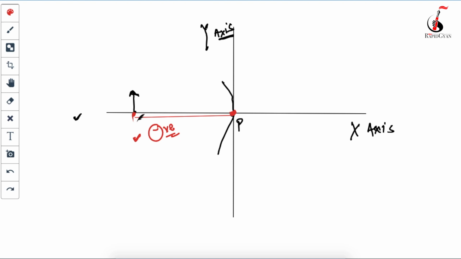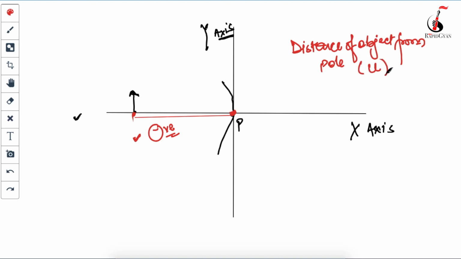This is your object. So the distance of the object, I will just write over here, beta. Distance of object from pole. Distance of object from pole is denoted by u. Just remember this. So in this case, it will be minus u. Correct? In this case, this will be minus.